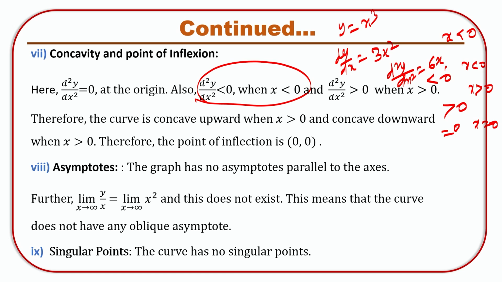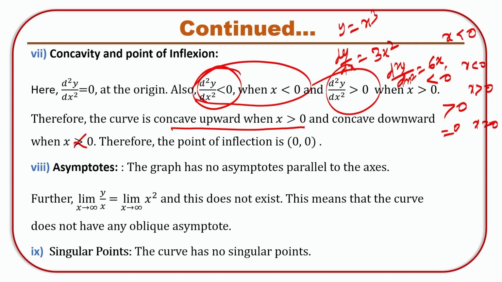So that means it is changing concavity. Therefore, the curve is concave upward when x is greater than 0, and concave downward when x is less than 0, right? Because here it is concave downward and here it is concave upward.